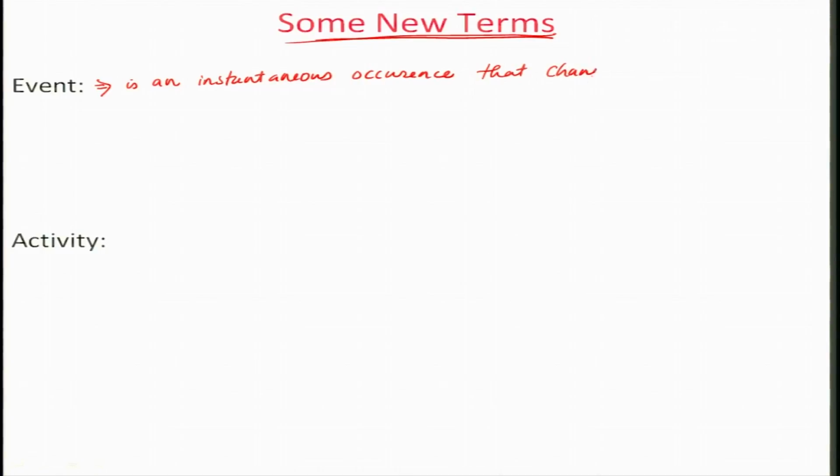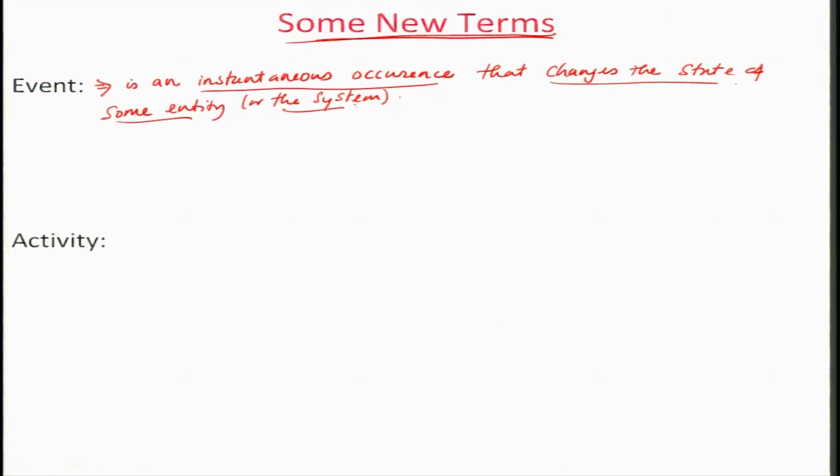An event is an instantaneous occurrence that changes the state of some entity or the system. It happens at a particular instant of time that changes the state of the entity or the state of the system.